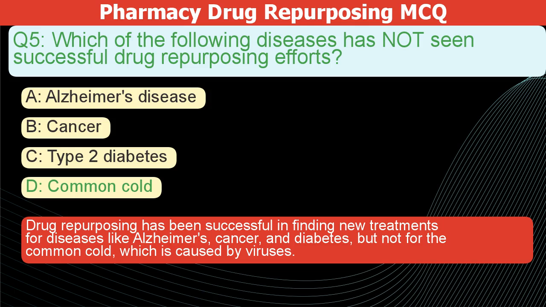Drug repurposing has been successful in finding new treatments for diseases like Alzheimer's, cancer, and diabetes, but not for the common cold, which is caused by viruses.